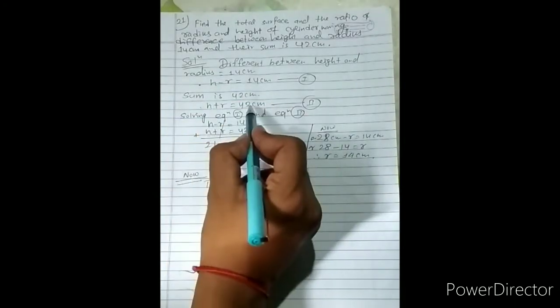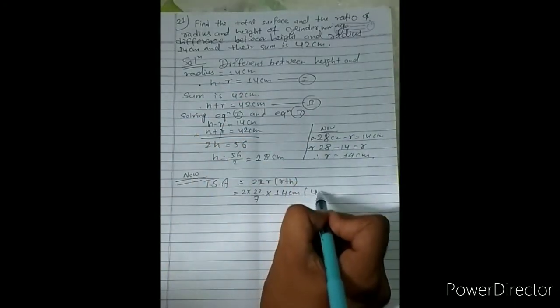r plus h is 42. So directly we can write 42.